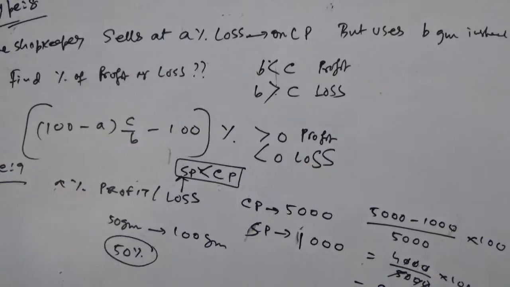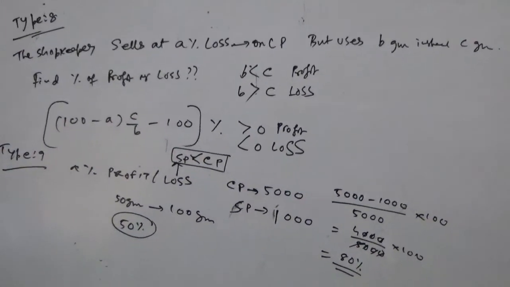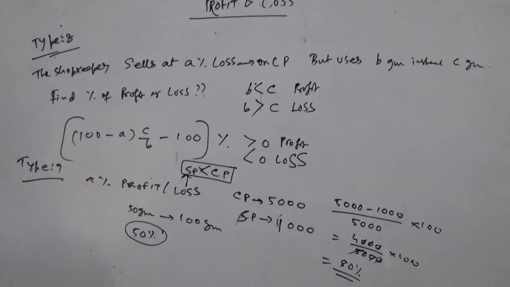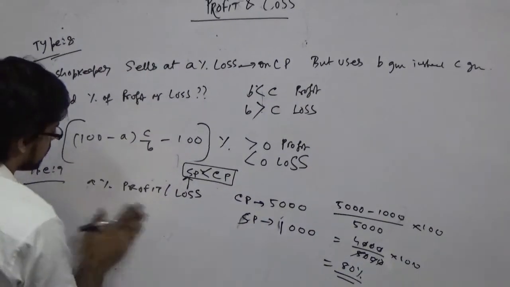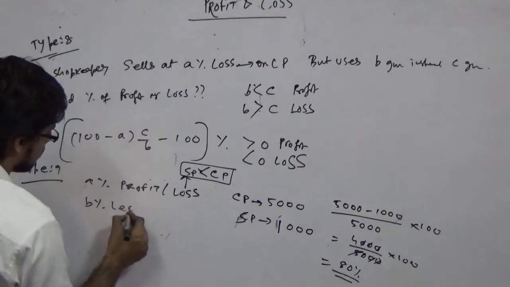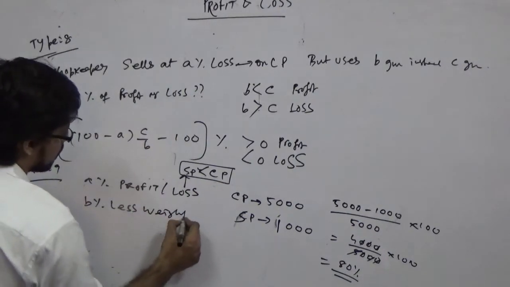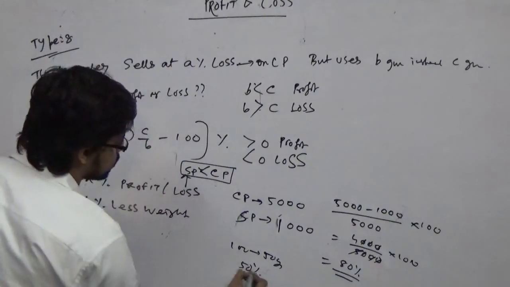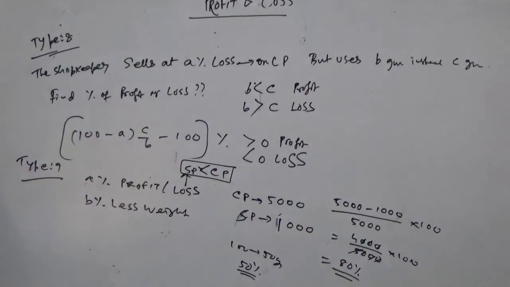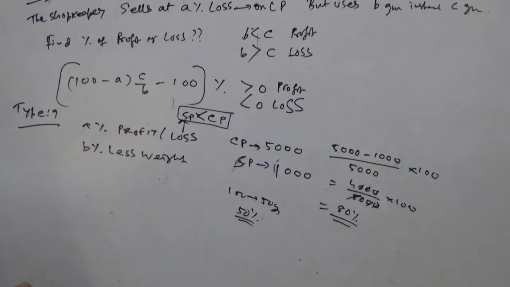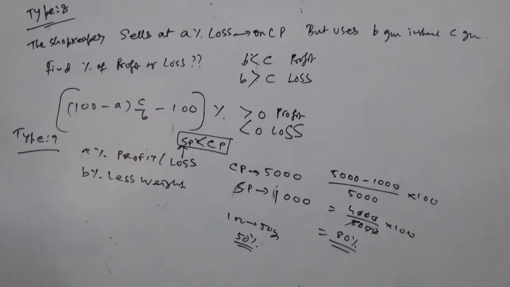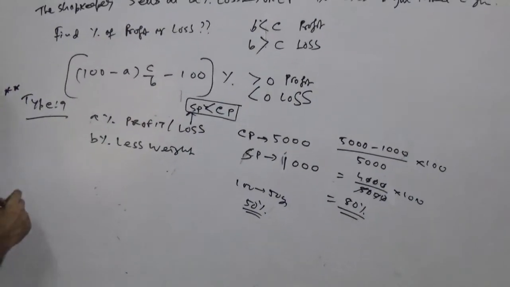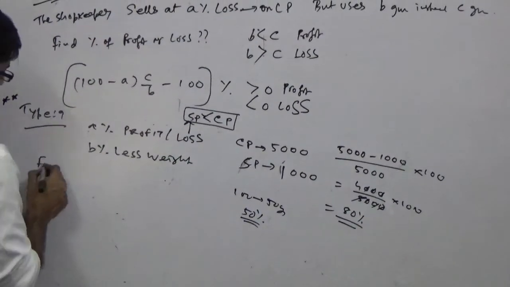So he is making A% profit or loss on cost price and uses B% less weight. Like 100 grams, so 50 grams, so he is having a 50% less weight. Then we have to find the final profit or loss percentage. So this is the crucial most idea which I have explained there already.